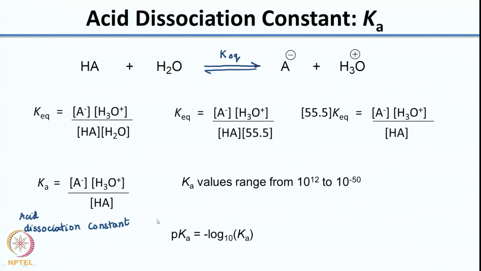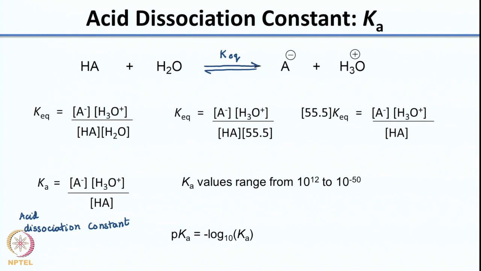So, to make it easier for you to compare, another scale is used very often, which is the pKa. So, when you compare pKa of two acids, it gives you an indication of the acid strength. So, pKa is defined as minus log to the base 10 of Ka. So, what does that tell you? If you were to compare two acids and one is much stronger than the other, what that indicates is that the pKa of that acid is much lower.